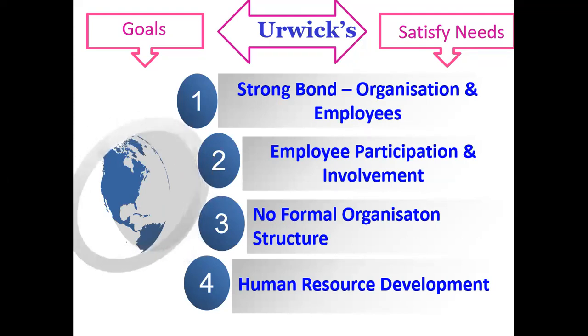So there are four postulates actually propounded by Urwick. That is, there will be a strong bond between organization and employees, employee participation and involvement will be more in an organization, and there is no formal structure in this sense. That is, when the employees are participating more, there need not be any rigid structure of organization, and everything should be focused on human resource development. This is the theory propounded by Urwick, which is commonly known as Theory Z. So Z doesn't stand for any specific thing; it follows the XY theory of McGregor.